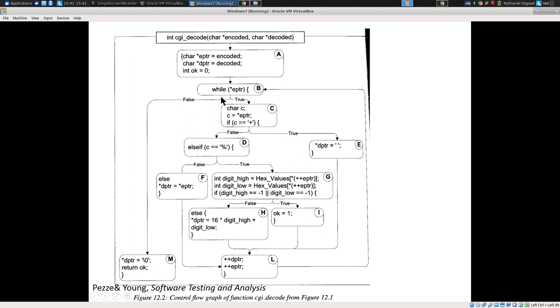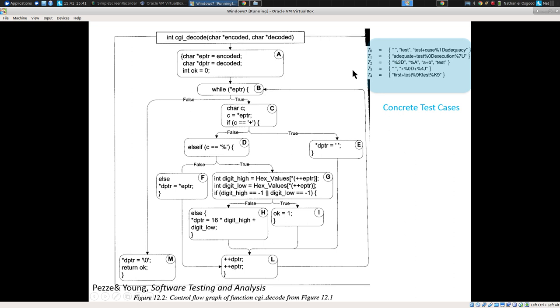So coming down this way, if it's the last character in the string, it will go this way. If it's not the last character, star E pointer will not be pointing to something at zero, and it will go this way, okay? Basically, we need to come up with particular test cases that will test the paths we want. And here we go. One would be one that just has a space in it. Another is one that has test.